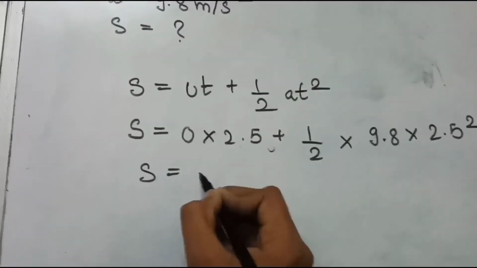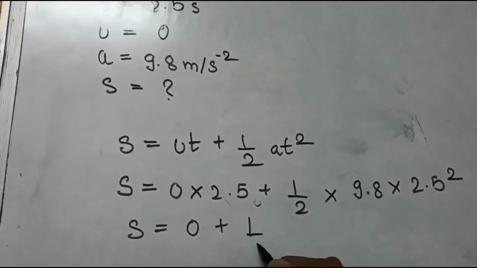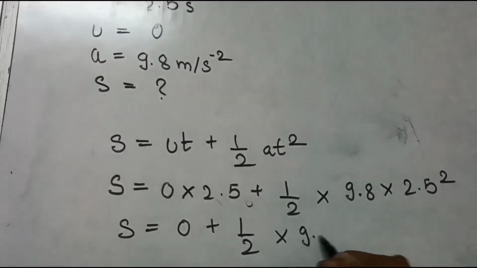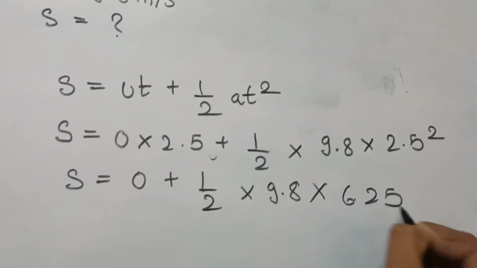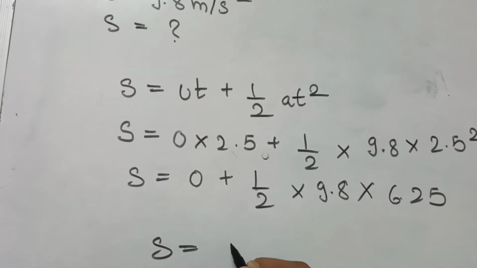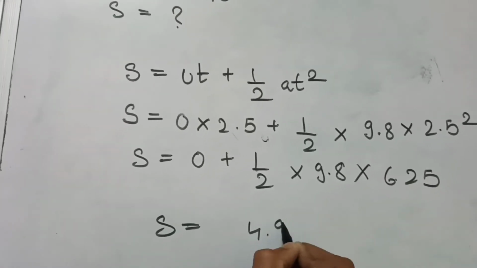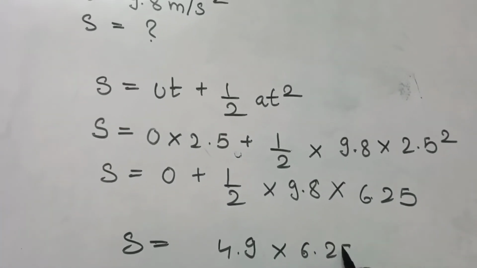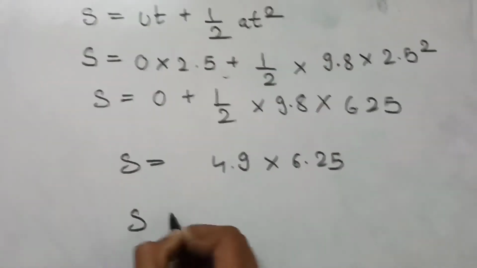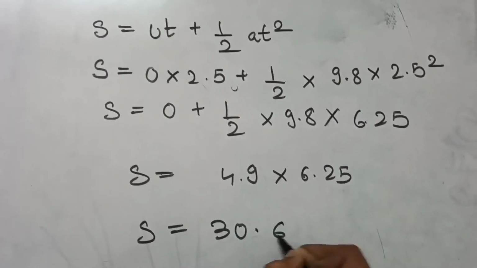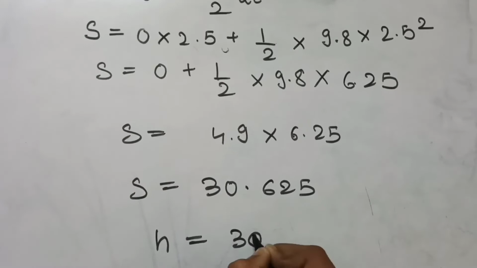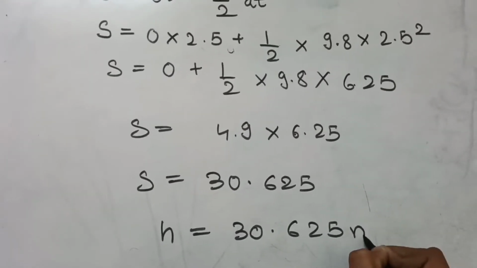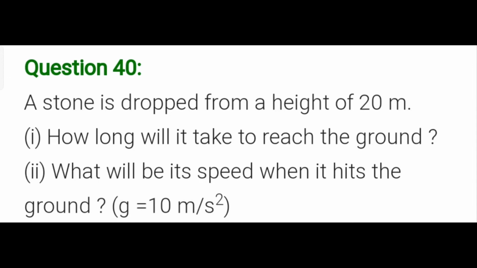So s is equal to 0 plus half into 9.8 into 2.5 squared, which is 6.25. So s is equal to 4.9 into 6.25. So the height of that building will be 30.625. So height is equal to 30.625 meters.